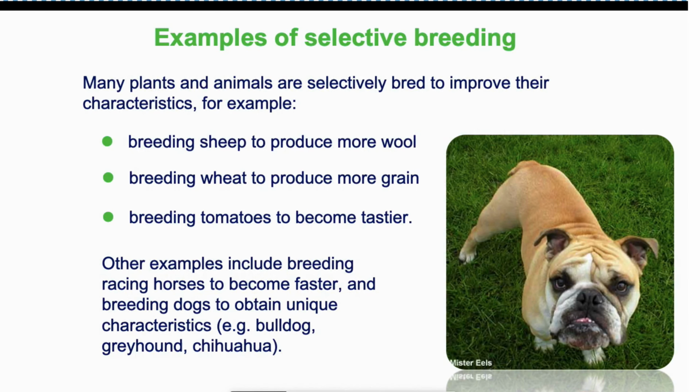Or breeding sheep to produce more wool, breeding wheat to produce more grain, and breeding tomatoes to become tastier. Other examples include breeding racehorses to become much faster, and breeding dogs to obtain unique characteristics such as bulldog, greyhound, and chihuahua.